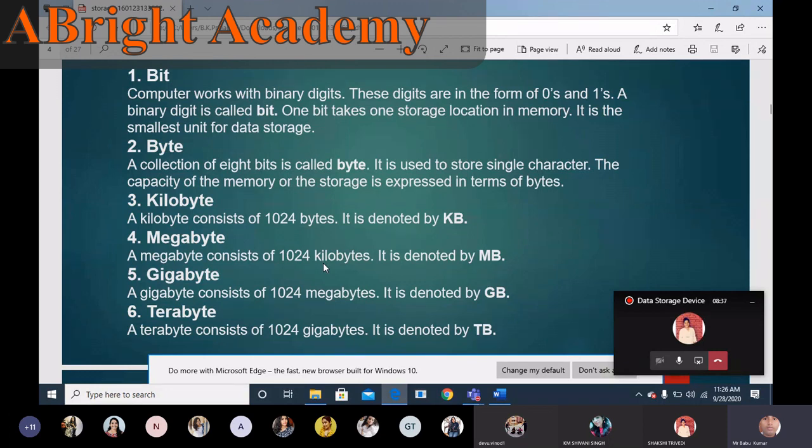Same as megabyte. A megabyte consists of 1024 kilobytes. It is denoted by MB. Gigabyte. A gigabyte consists of 1024 megabytes. It is denoted by GB. Terabyte. A terabyte consists of 1024 gigabytes. It is denoted by TB.